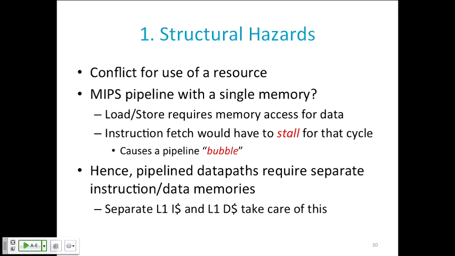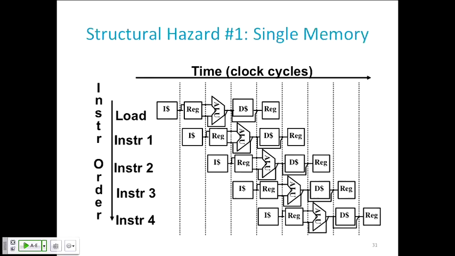If that happened, then you'd have to stall the instruction fetch. You would have to wait for the older instruction to load or store to finish using the memory, and you just have to wait a cycle, and we'd insert a stall or a bubble. And we'll look at that in this example here.